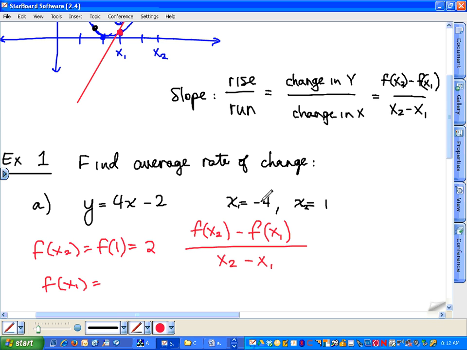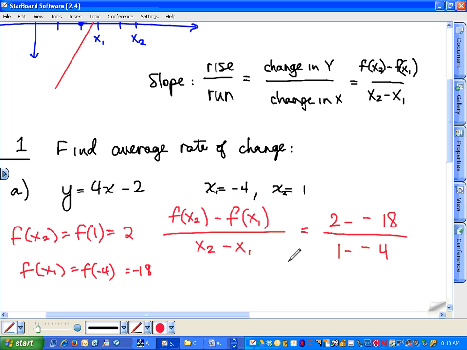x1 is equal to negative 4, so we need to find f of negative 4. 4 times negative 4, negative 16, minus 2 is negative 18. Okay. So what we need to do now is plug this in. F of x2 was 2, and then we minus negative 18. And then x2 minus x1 is 1 minus negative 4.